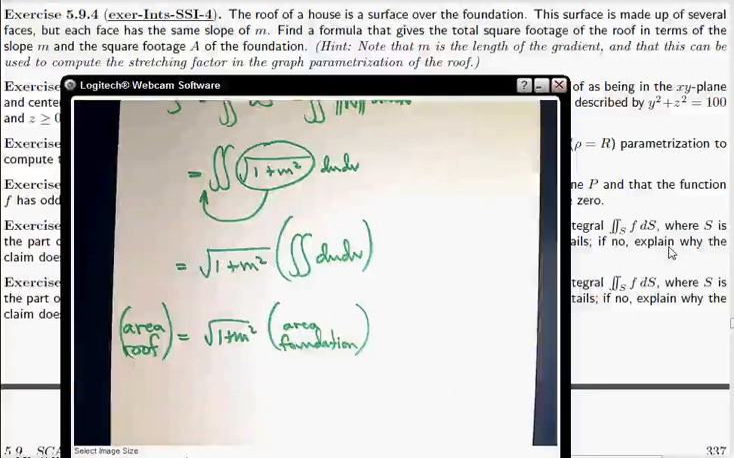And let's see now the statement of the problem. So it says find the square footage of the roof in terms of the slope m and the square footage of the foundation. So there you go. That's it.